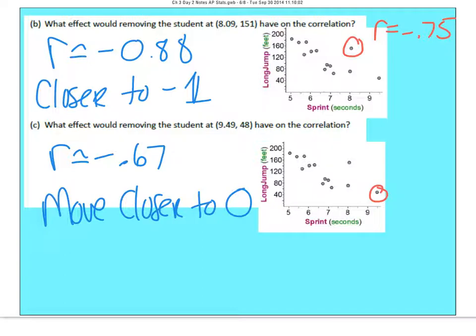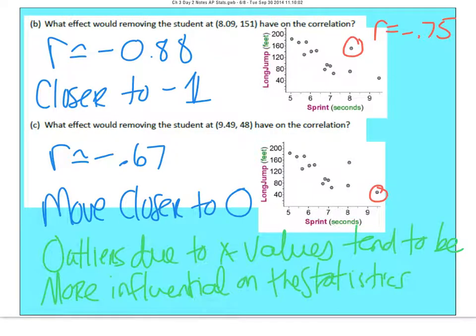And what you see is that outliers that are more because of the X values tend to be more influential on the data. So you may see the correlation get impacted more. Now, if you actually look at this one, if it was at negative 0.75, here it went more linear by 0.13. Here, it actually didn't impact numerically as much, but what you're seeing is this is more influential and that it's going to make it less linear.